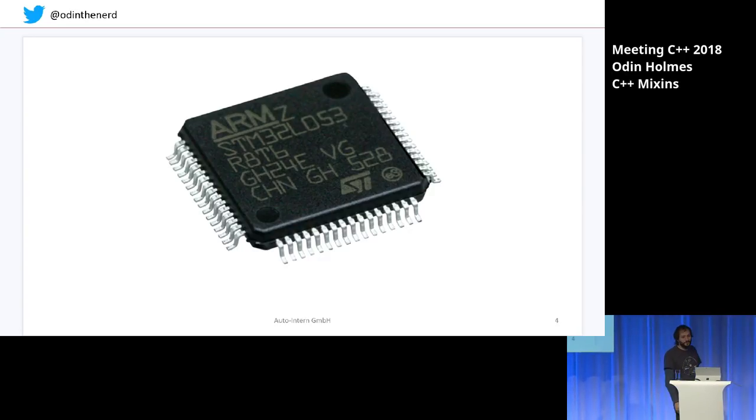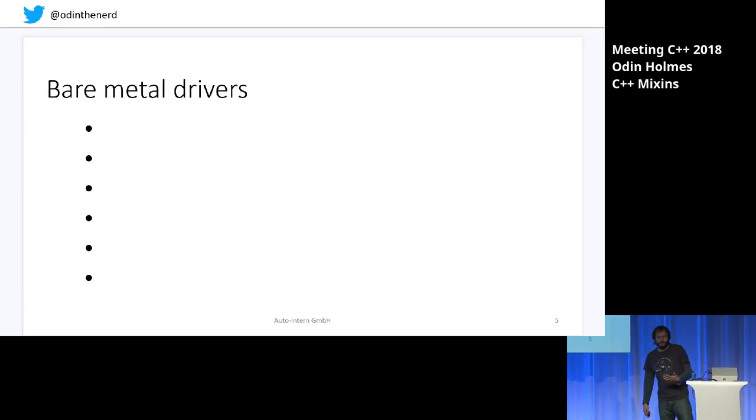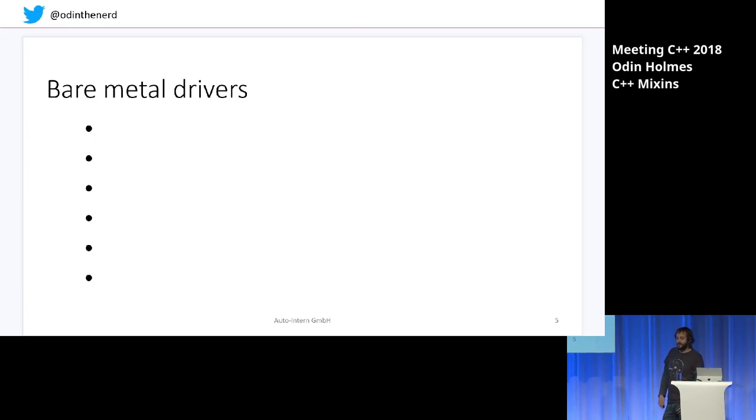And I've been at this problem for a while, you know, writing bare metal drivers. On these tiny chips, we have serial ports, we have analog digital converters and all sorts of stuff. And they aren't abstracted very well. So there's a bunch of different ways to write bare metal drivers. We could do it in assembler. That's what I did for a bunch of years.